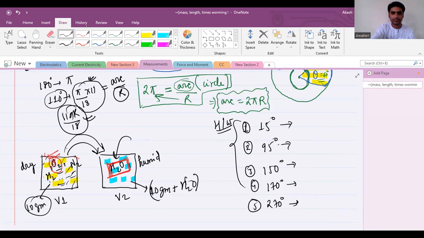This much you understood: which is more dense, dry air or humid air? Dry air. Although humid air looks more dense because water molecules are there, actually dry air will be more dense. This is a standard question that is asked.